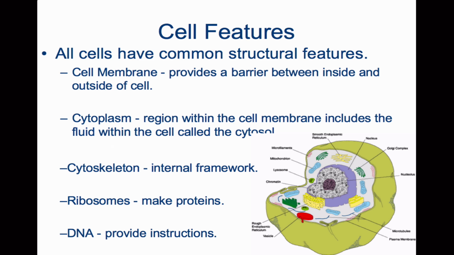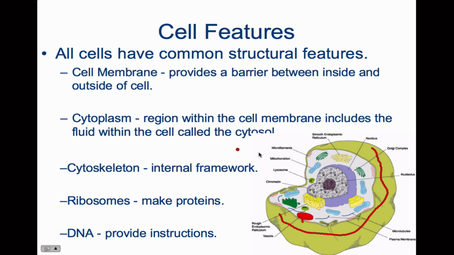All right, so all cells have common structural features. So whether the cell is a prokaryote or a eukaryote, whether it's an animal cell or a plant cell, we see certain features that they all have in common. And the first one is the cell membrane. So the cell membrane provides a barrier between the inside and the outside of the cell. So the cell membrane would basically be this outside part of the cell.